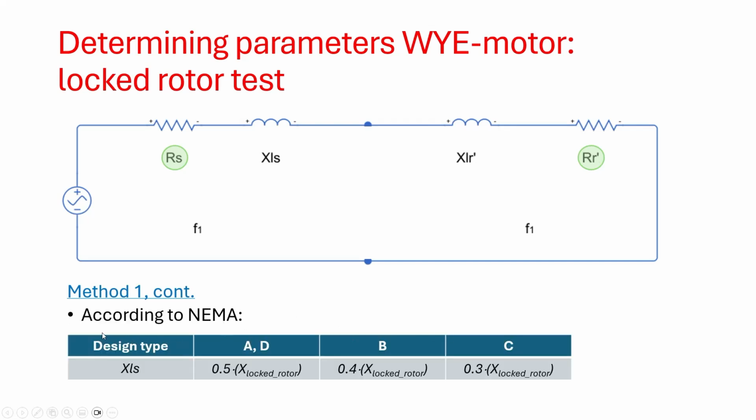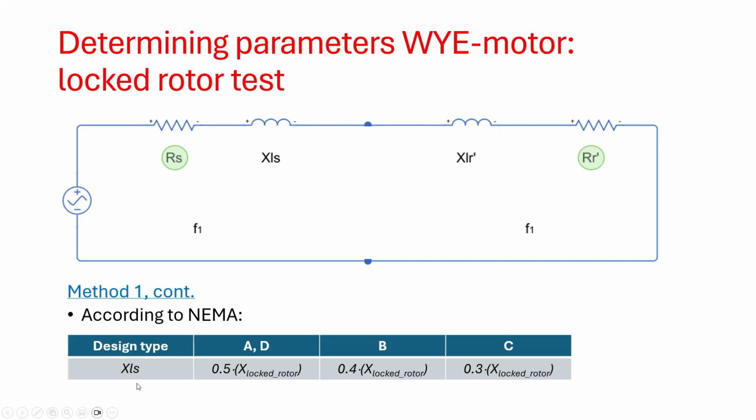Now you have to know that according to NEMA, the induction motors have been classified. We have 4 types of induction motors, class A, B, C, and D. And NEMA says that for motor type A, XLS is equal to 0.5 times the locked rotor reactance, what we figured out by using the equation as I presented before. For motor type B, it's 0.4 times X locked rotor. For motor type C, it's 0.3 times X locked rotor. And for motor type D, it's the same situation as for motor type A.